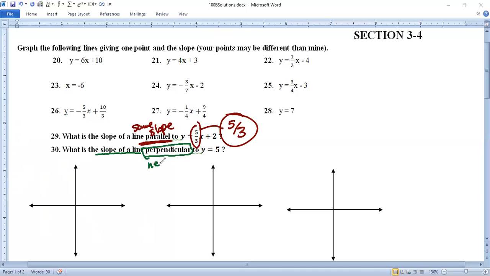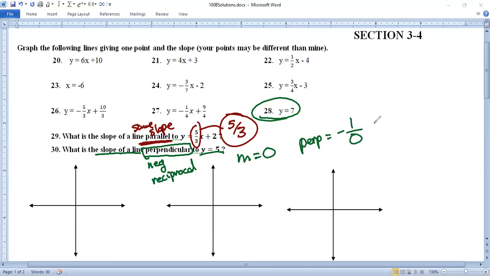Now remember, this is negative reciprocal to y equals 5. Now y equals 5, that's a horizontal line. We just did that with number 28. This is a horizontal line, which is slope of 0. Perpendicular would then be -1 over this. That's division by 0. That is undefined. And yes, horizontal lines and vertical lines are perpendicular to each other. So anything that would be perpendicular to a horizontal line would have a slope of undefined, or would be x equals something if you wrote it out as an equation. Excellent.